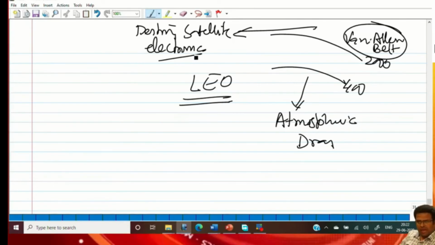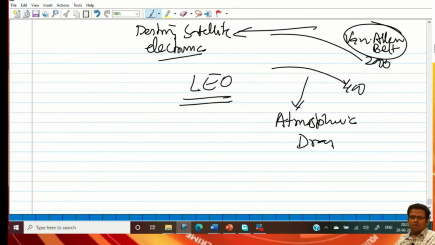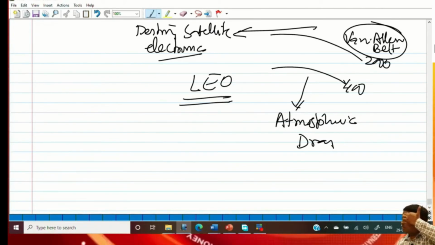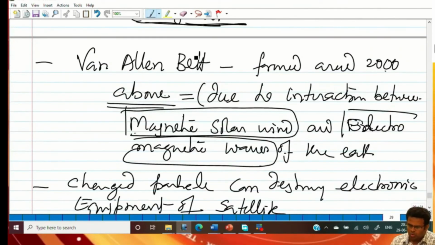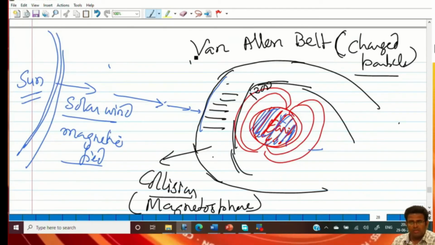What is the importance of atmospheric drag and Van Allen belt to determine the range of low Earth orbit?